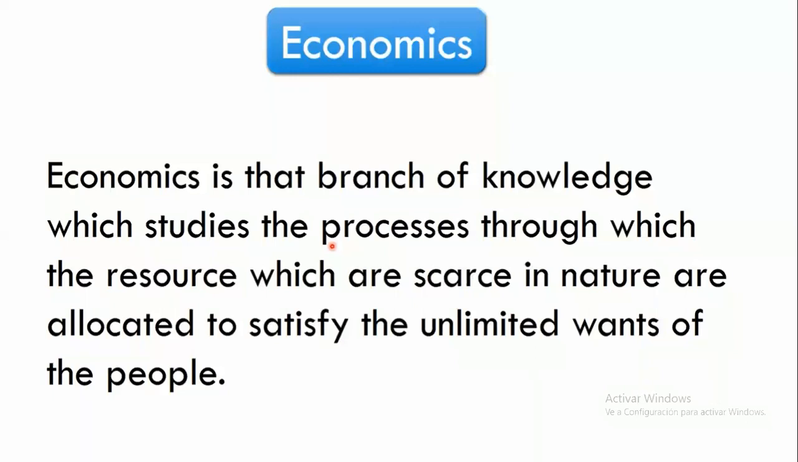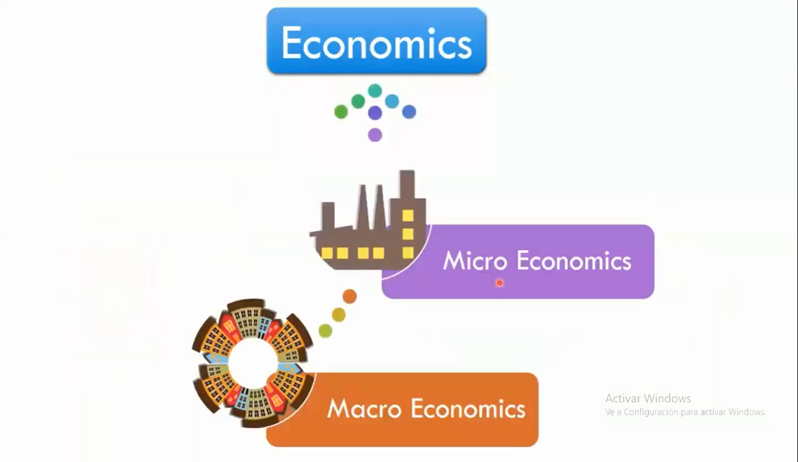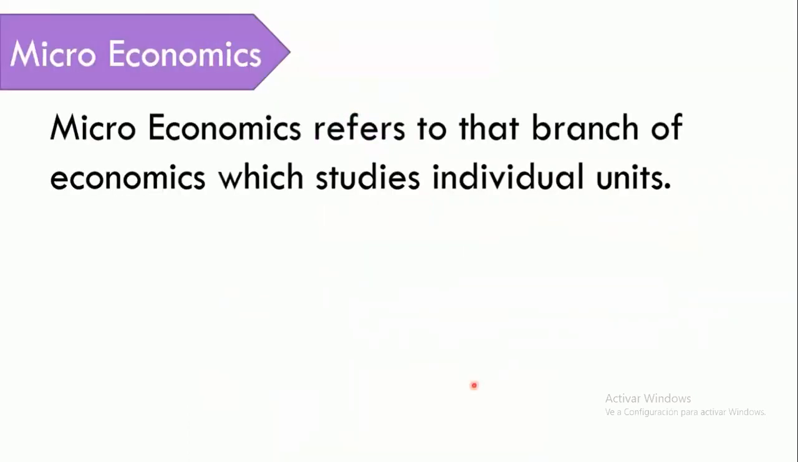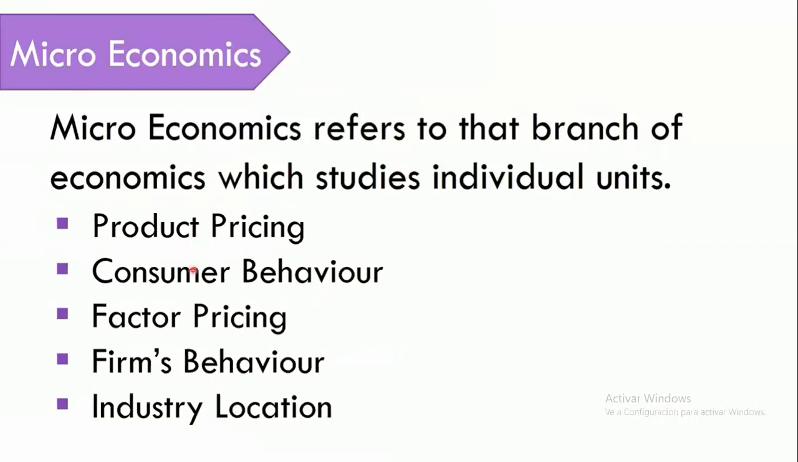Now there are two branches of economics, microeconomics and macroeconomics. Now we'll understand the term microeconomics. Microeconomics is that branch of economics which studies individual units such as a consumer, household, firm, industry, and price of a product. Microeconomics examines how the scarce resources are to be allocated among people efficiently. So it covers product pricing, consumer behavior, factor pricing, firms behavior, and industry location.